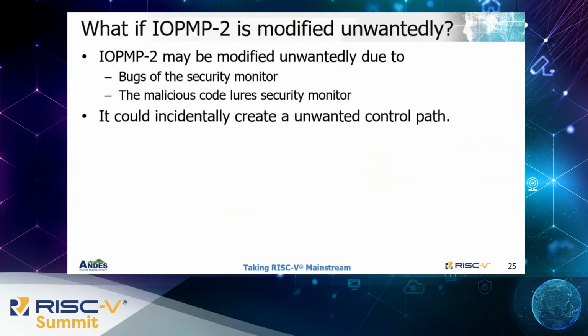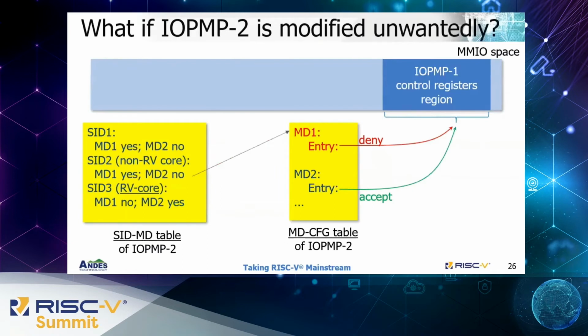What if IOPMP2 is modified unwantedly? It could happen due to a bug or an attack. It could incidentally create an unwanted control path. This figure demonstrates an attack that changed the mapping of SID2 in the SID-MD table. It makes SID2 associated with MD2 but not MD1. This change creates an unwanted control path. It's from non-RISC-V code to IOPMP1's control registers.